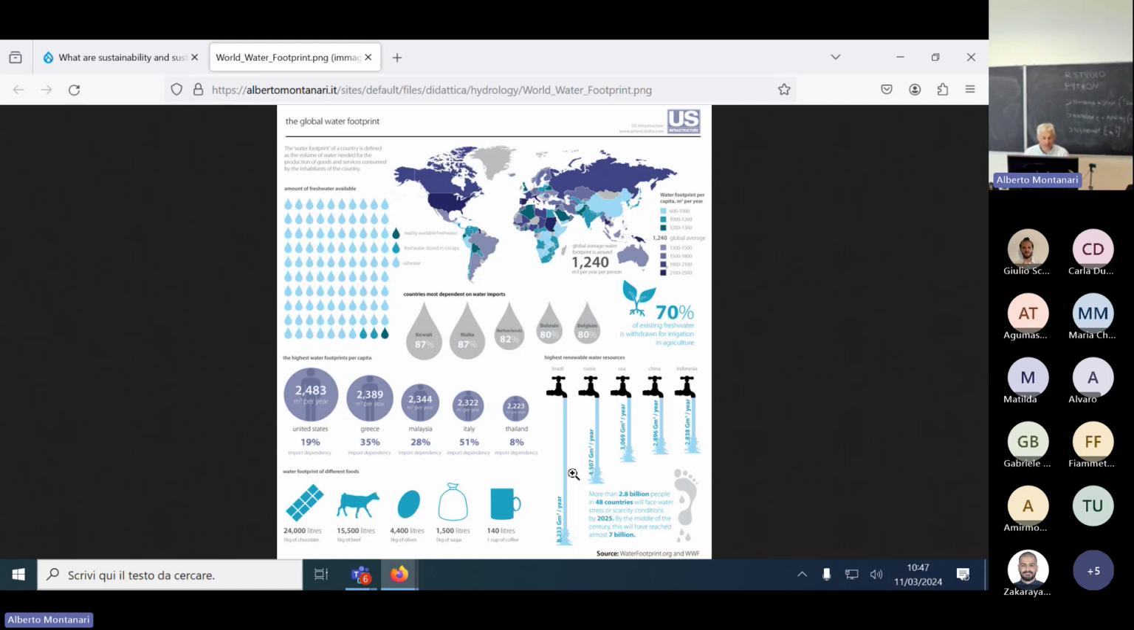But still, let's think that the meat, we know that meat means CO2 emissions and water use. The countries with more renewable water resources are those that you can see here: Brazil, Russia, USA, China, Indonesia. And keep into account that today, I would say that 4 billion people, so almost half of the global population, is facing water stress or scarcity.